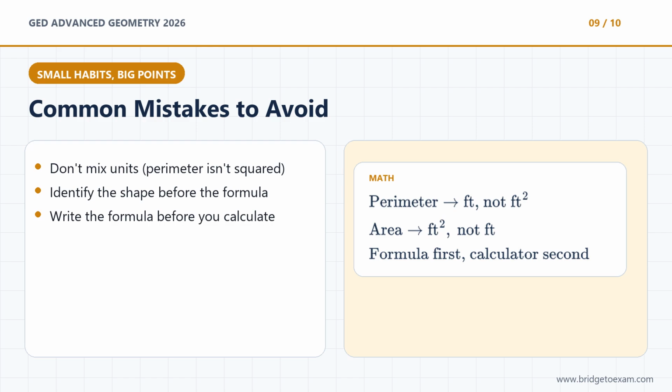Before we finish, let's guard against the 3 most common traps. First, do not mix up units. Never write square units for a perimeter or linear units for an area. Second, do not grab a formula before you have identified the shape. Recognize first, then choose. Third, do not type numbers into the calculator before you have written the formula. Plan on paper, then compute. These small habits protect easy points.